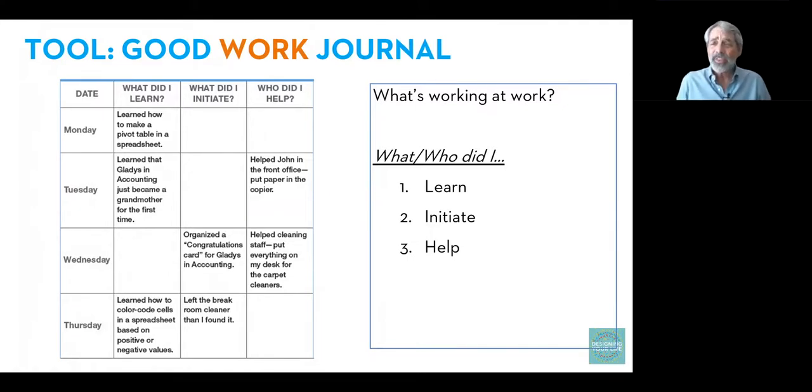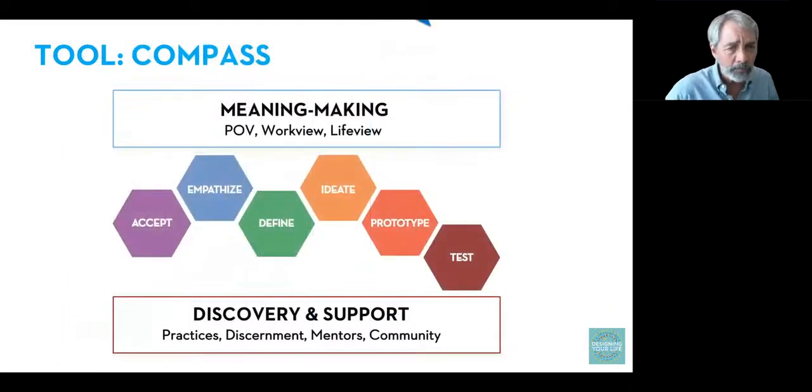What did I initiate? This shows where I've got energy, I've got commitment, I'm willing to actually take action. It's a lot easier to go from action to action than from stasis to action. And who did I help? What are my constituencies? Where am I making an impact? This is a different kind of thing, along with the regular Good Time Journal, to deeply understand what's really working at work. Okay. Tool number one.